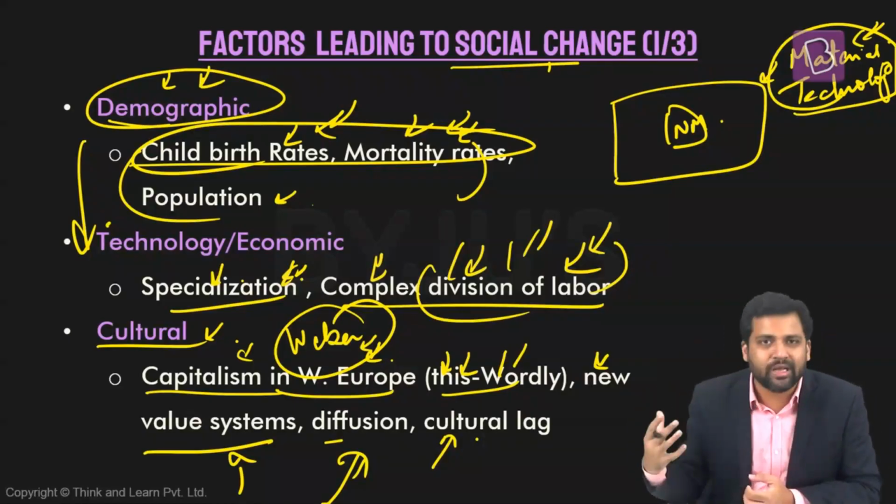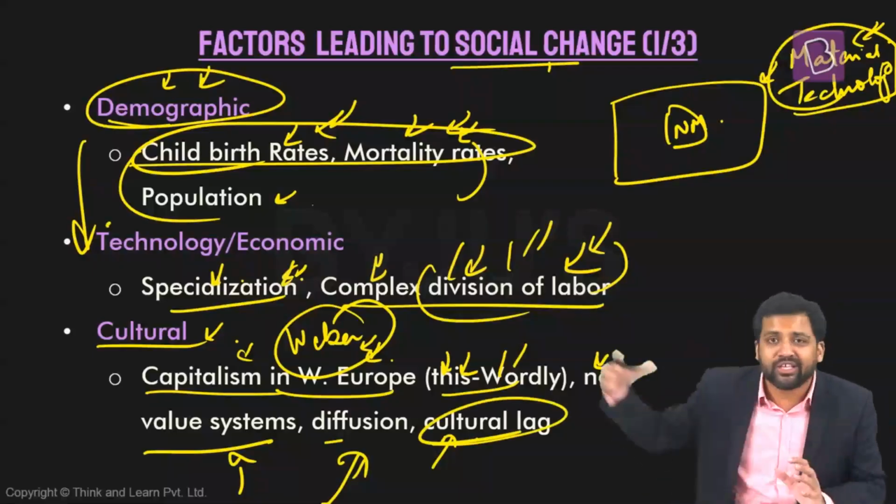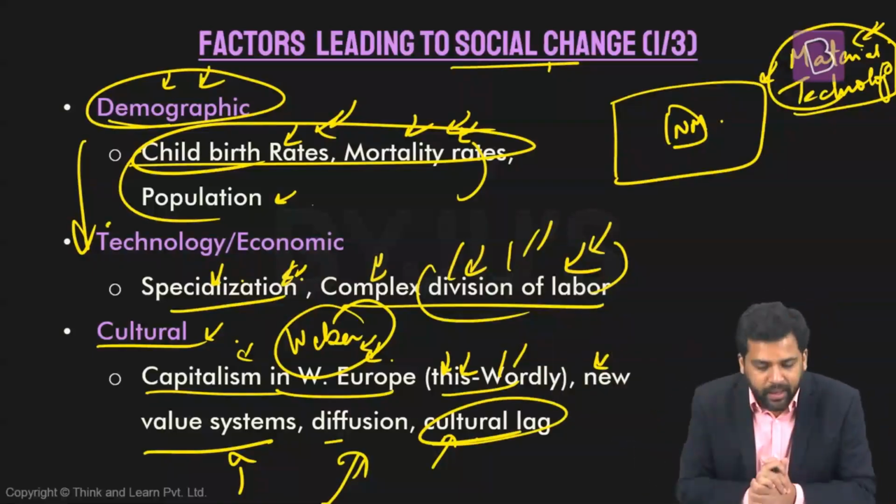Right? So the values don't change as quickly. People are still not individualistic. But when it comes to all this technology, you will easily accept it. So that difference is called cultural lag. A part of culture you accept, a part of culture you won't accept. So part of culture has changed, a part of culture remains the same. That's the lag.